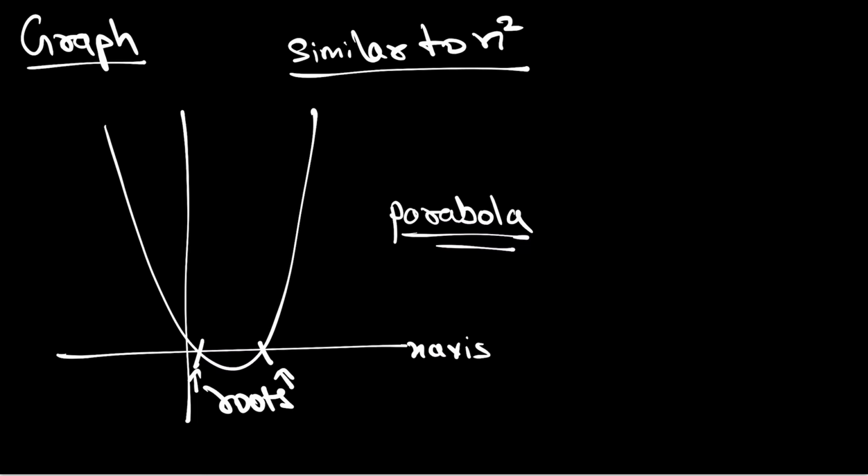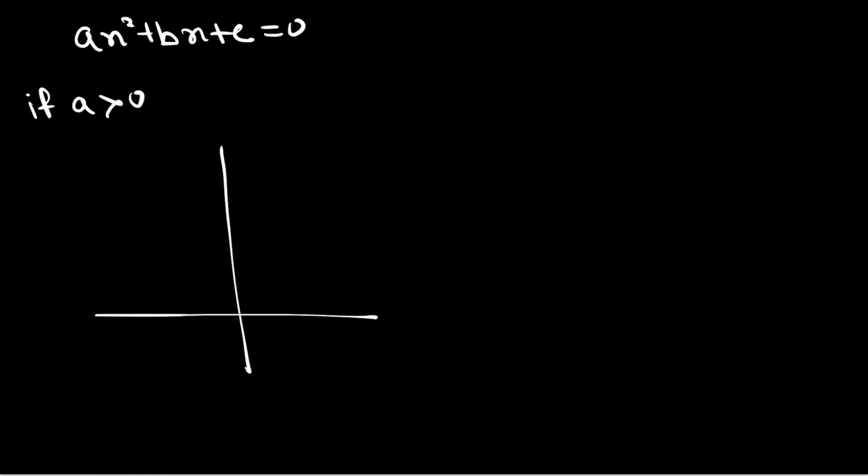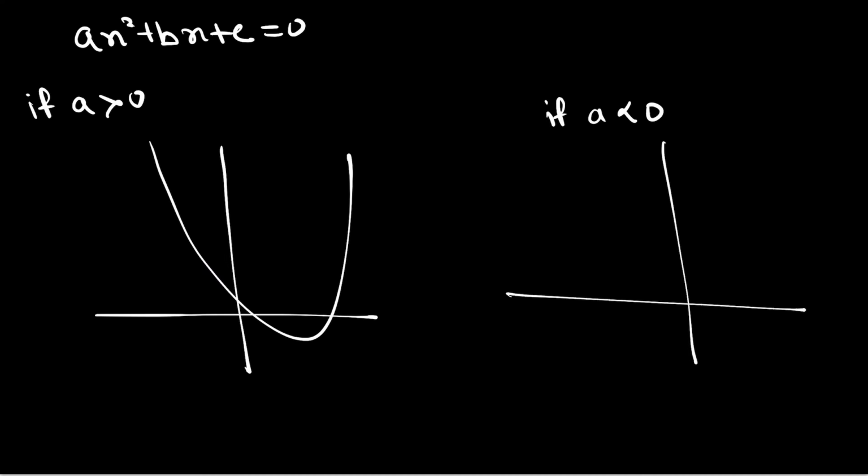Now, one more thing to note. The equation is ax square plus bx plus c equal to 0. If a is greater than 0, then the graph will look like this. If a is less than 0, then the graph will look like this. If a is positive, the graph will face positive y infinity, and if a is negative, then the graph will face negative y infinity. I hope at this point the basics are clear. Now, moving on to methods of solving the equation.